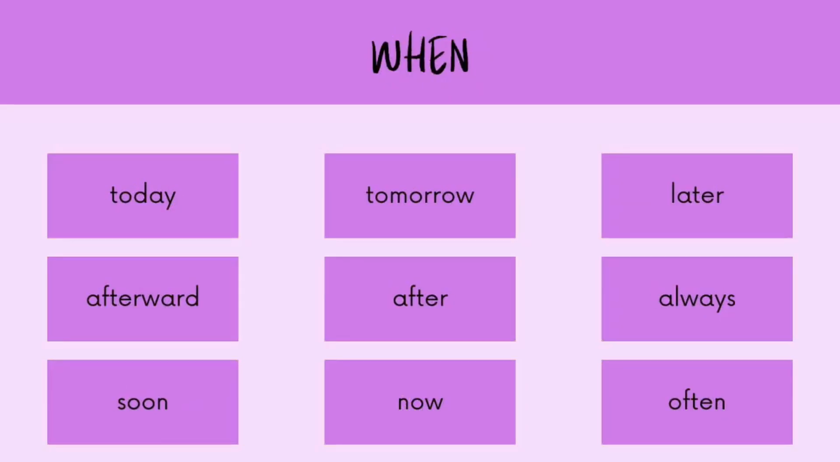Another example of adverbs according to the functions they perform is adverbs of time. Adverbs of time tell you the time or period when an event takes place or when a person does something in a sentence. It points to the time. For example, adverbs like today, afterward, soon, tomorrow, after, now, later, always, often are all adverbs of time. They answer the question when in a sentence to point out the time that an action takes place.